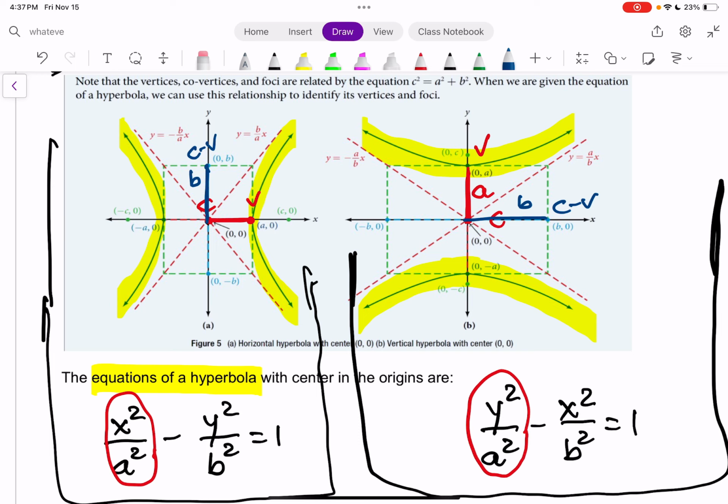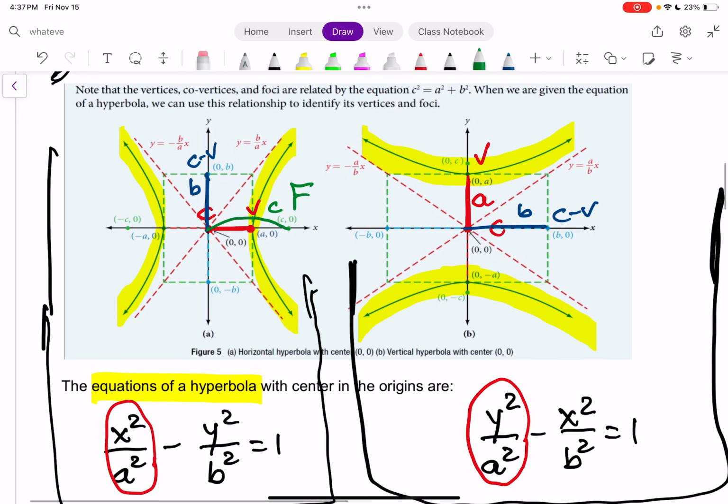Okay. And just like we had with the ellipse, the distance from the center to the focus is going to be called C. And here it is. Now again, the focus is past the vertex. Okay. And the center, vertex, and focus are all on the same axis, on the same line. Again, it's called a transverse axis for hyperbolas.